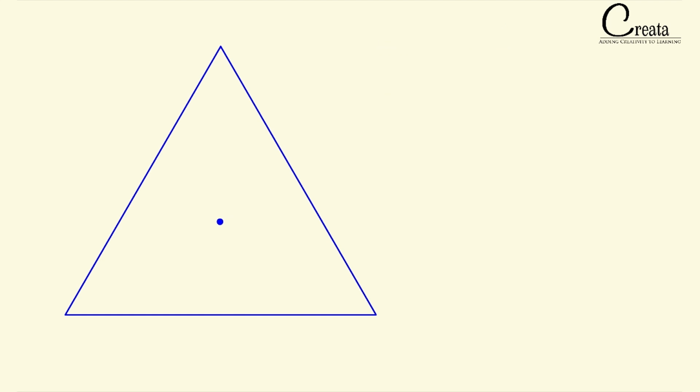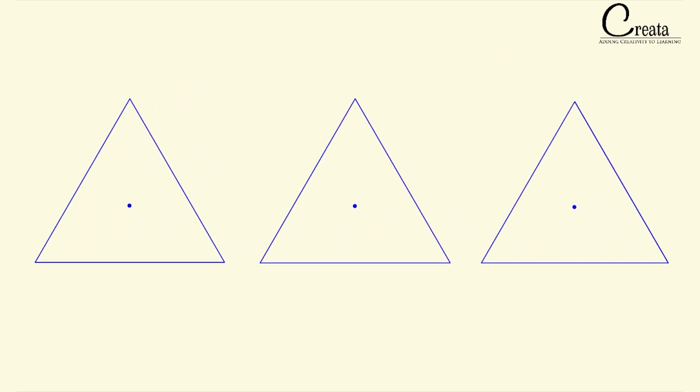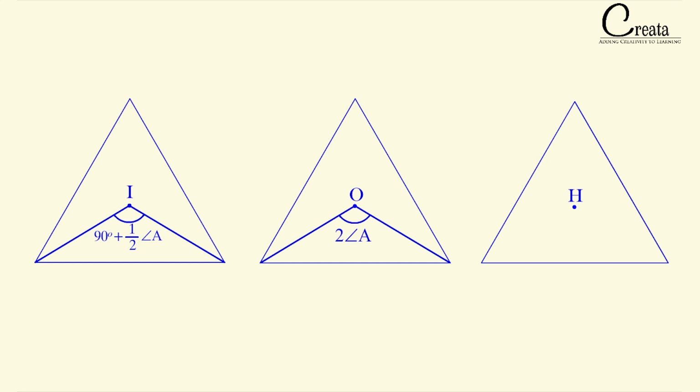Moving further, in the previous lectures, we have seen the various angles formed at the incenter, the circumcenter and the orthocenter. We have seen the angle formed at the incenter is 90 degree plus half of angle A, the angle formed at the circumcenter is twice of angle A, and the angle formed at the orthocenter is 180 degree minus angle A. Here we know angle A is equal to 60 degree, that is, all the three angles of a triangle are equal.